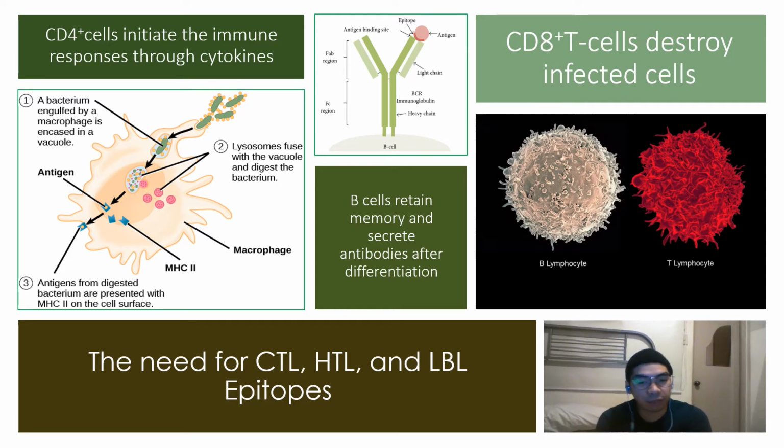Lastly, we have our B lymphocytes. They can retain memory and are the ones who secrete antibodies after differentiation to plasma cells. So a vaccine that targets all three kinds of epitopes can strongly boost the immunogenicity of the vaccine.